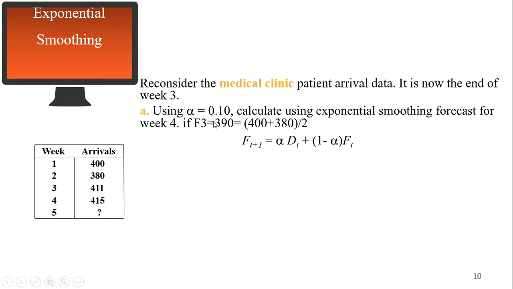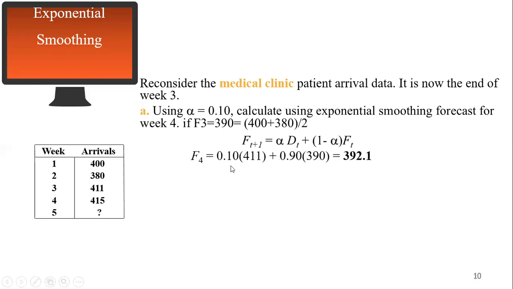So, calculating using the given alpha, I will use the formula: alpha times actual demand plus 1 minus alpha times the forecast. Let's say what is missing here is the forecast for F3. Where is F3? All of these, the 400, the 380, the 411, are actual. But I am missing the forecast for week 3, which is easy because I can take the 400 and 380. I cannot take the third because I'm calculating the forecast for the third week. So I will take the previous two observations and it gives me 390. So that's it. Then it is easy to substitute in the equation.